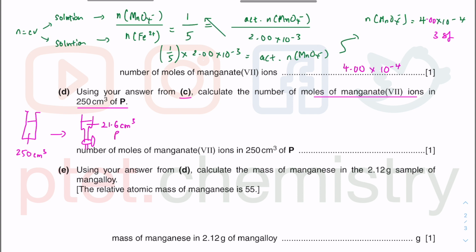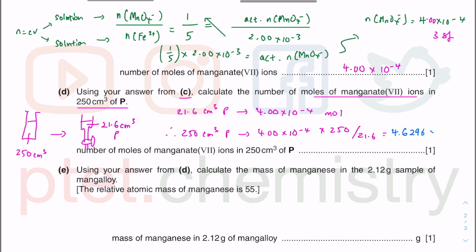So in this 21.6 cm cube of P, we have 4.00 times 10 to the minus 4 mole of P. So therefore, in the 250 cm cube of P, we're going to have more mole because they have the same concentration, as I was just filling in my burette from the solution that I have made up to 250 cm cube. So times 250 divided by 21.6. This is not a straight multiple of 10, so you need to be very, very careful and think about your direct proportions because it's all about reading the questions. Give 3 significant figures just to be consistent.